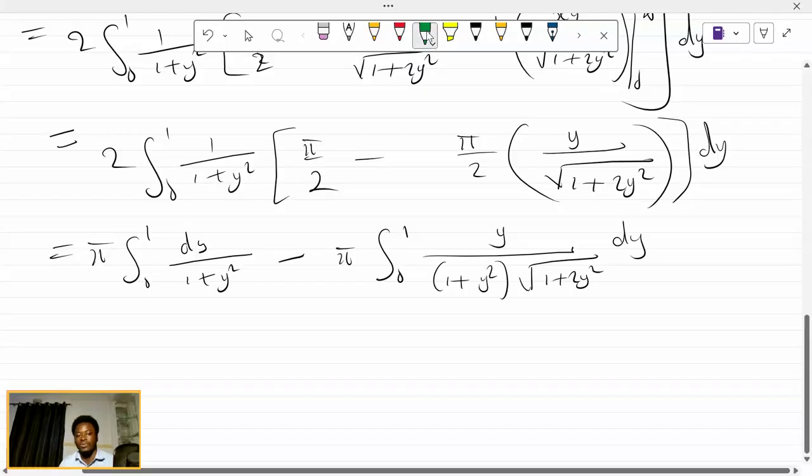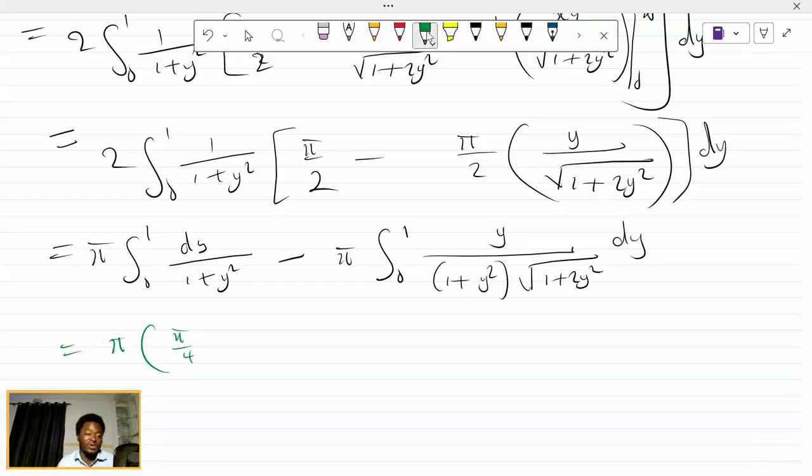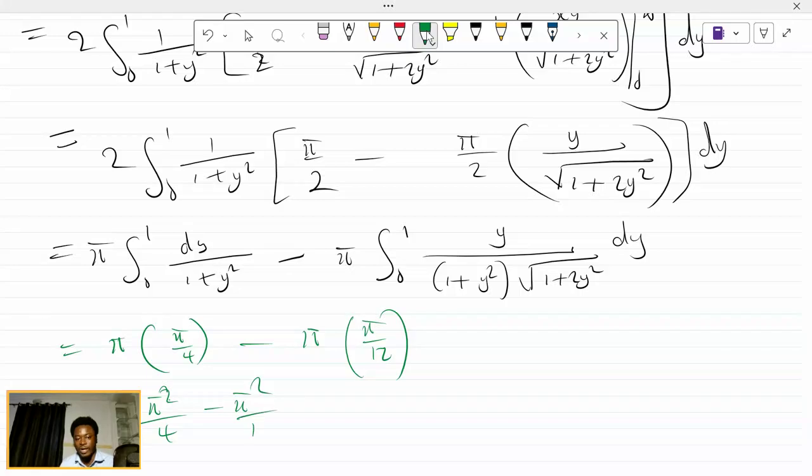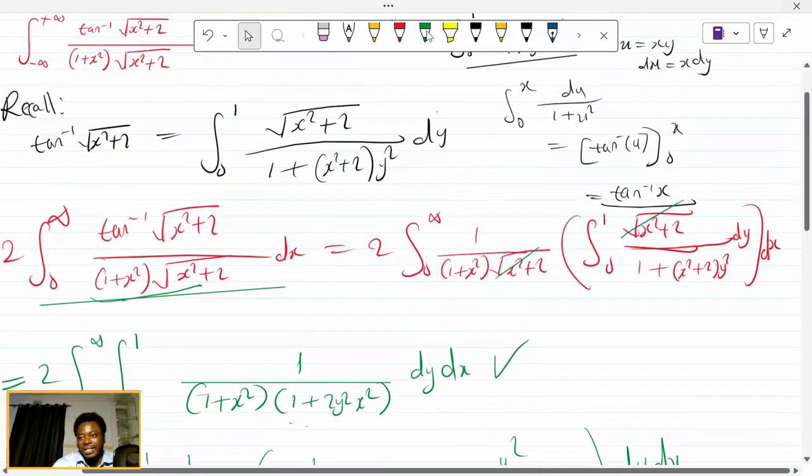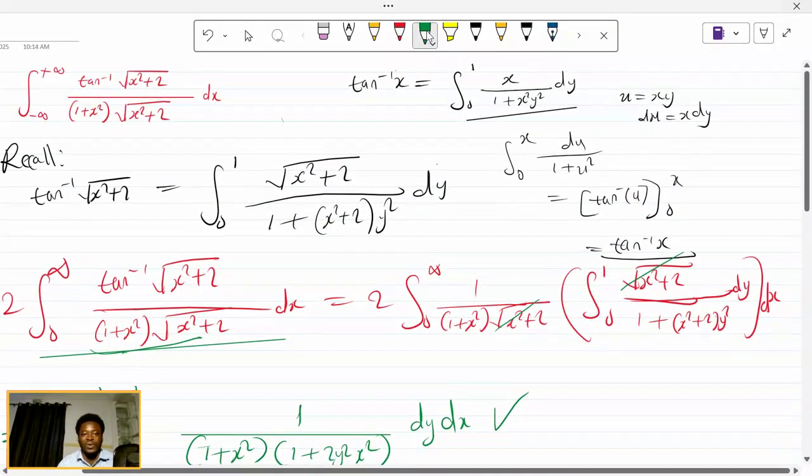So basically, you will get pi multiplied by pi over 4, because you get tan inverse of 1, and then this is minus pi times pi over 12. So essentially, you will get pi squared over 4 minus pi squared over 12, which is going to be pi squared over 6. And that is what we have, that this integral right here is equal to pi squared over 6.